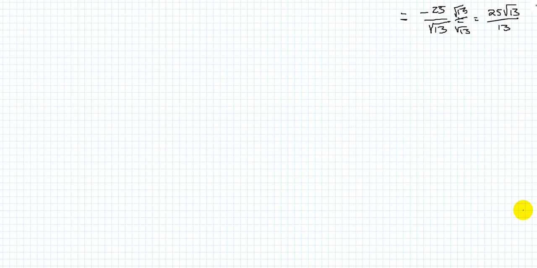So 25 root 13 over 13. Okay, so let's look at number 16 real quick. This one, try to do it completely before you see the answer here, and then you could watch me do it, and then hopefully we'll get the exact same answer. So pause right there while you do the problem.